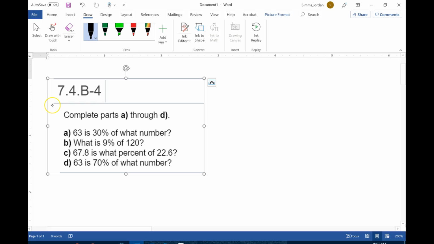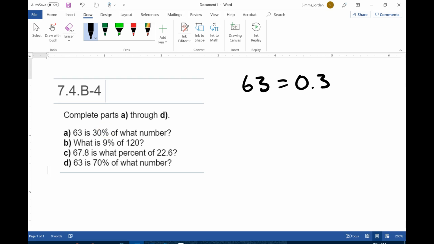63 is, so right away we're going to say 63 equals, right? Replacing "is" with equals. 30%, I'll just make that into a decimal right now. You don't have to, but it saves a step. Of what number? Now I know we're multiplying. I'll use a dot here, and I'll use x because I don't know what that number is yet. So we're halfway there already. We've just modeled this situation. 0.3 times x, that's going to be 0.3x.